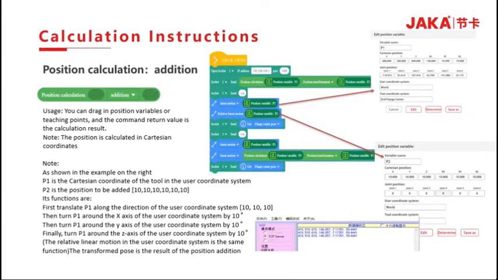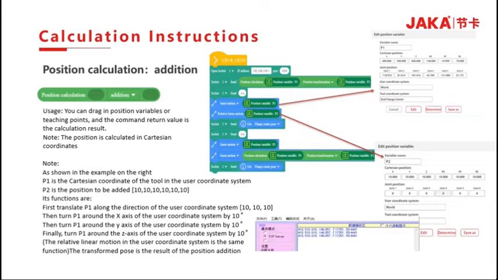P1 is the Cartesian coordinate of the tool in a user coordinate system. P2 is the position to be added, and the parameters are 6/10. Its function is to first move P1 around the user coordinate system X, Y, Z, shift 10 mm in each direction, and then rotate P1 around the positive x-axis of the user coordinate by 10 degrees.